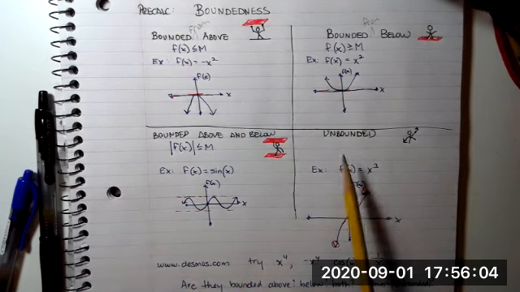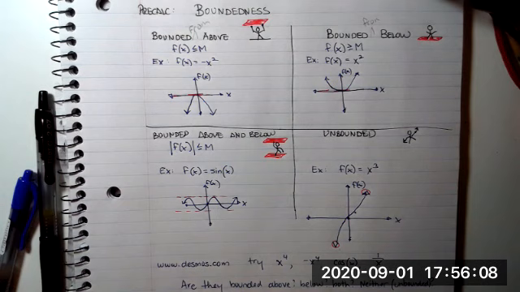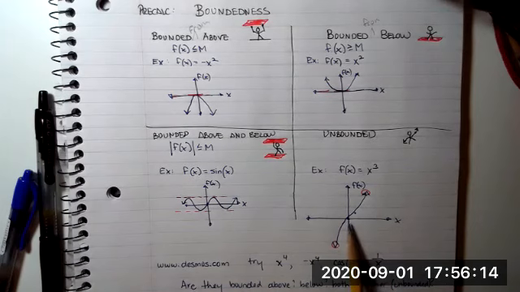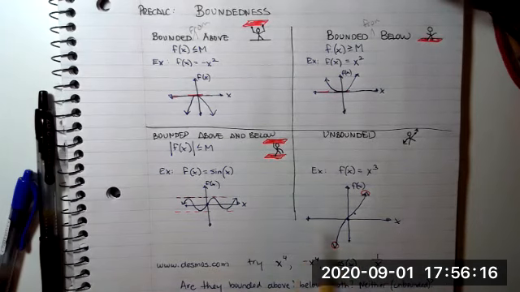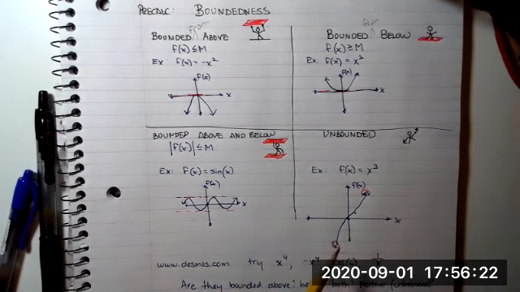And last but not least, unbounded, which is neither. It's not bounded above, it's not bounded below, it's not bounded at all. So one example is x cubed, because your graph doesn't have a minimum or a maximum. It just keeps going, its range is all real numbers. So you don't have any restrictions of your range whatsoever, and it's completely unbounded.